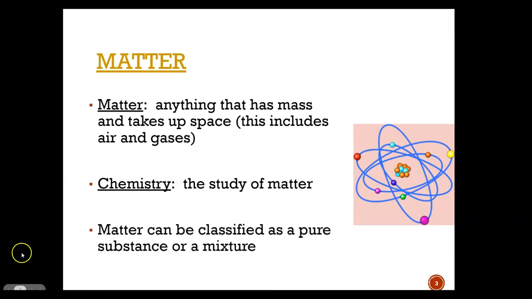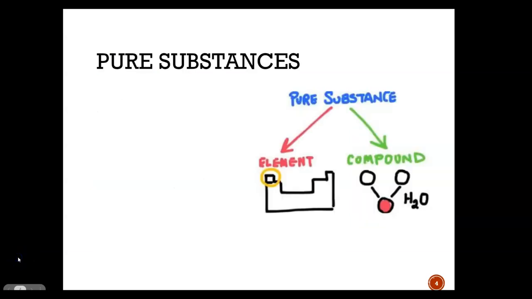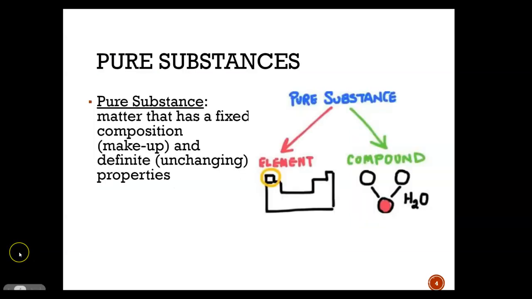Matter can be classified as a pure substance or as a mixture. Pure substances include any kind of matter that has a fixed composition or makeup, and they have to have a definite property. So for example, elements, which is anything that can be found on the periodic table, or compounds, like water. Water is always found as H2O, as a definite composition.